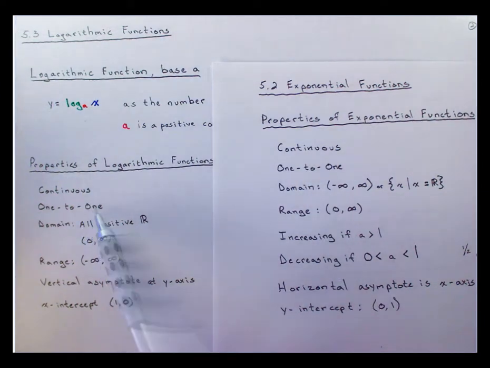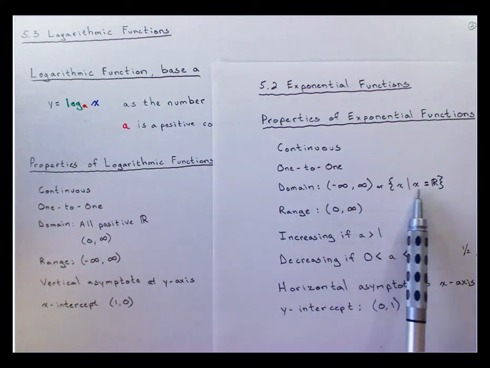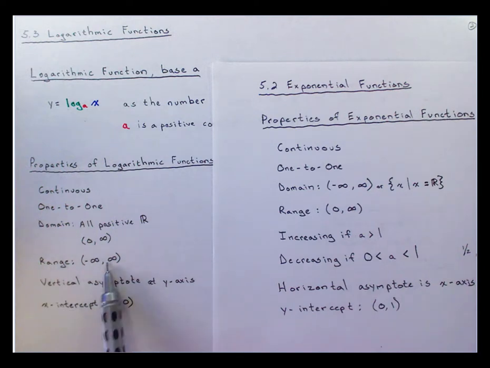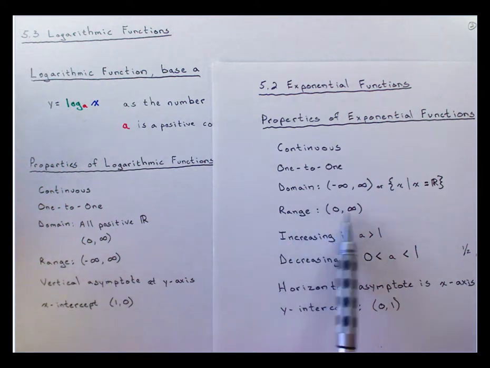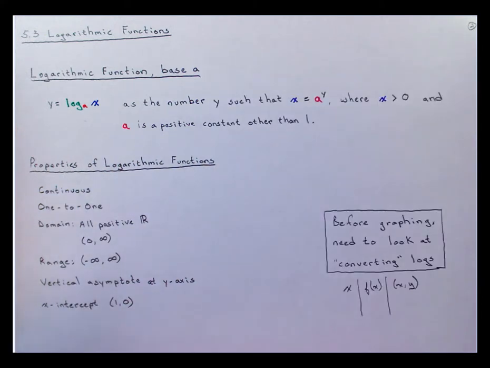Continuous, continuous, one-to-one, one-to-one. And notice though that my domain and range are interchanged. My domain for my exponential functions was all real numbers. Well, now my range is all real numbers. My range for exponentials was from 0 to infinity. Now my domain is from 0 to infinity. My horizontal asymptote was the x-axis. Now I have a vertical asymptote, which is the y-axis. My y-intercept, well, now I have an x-intercept of (1, 0). These are the properties of your logarithmic functions.